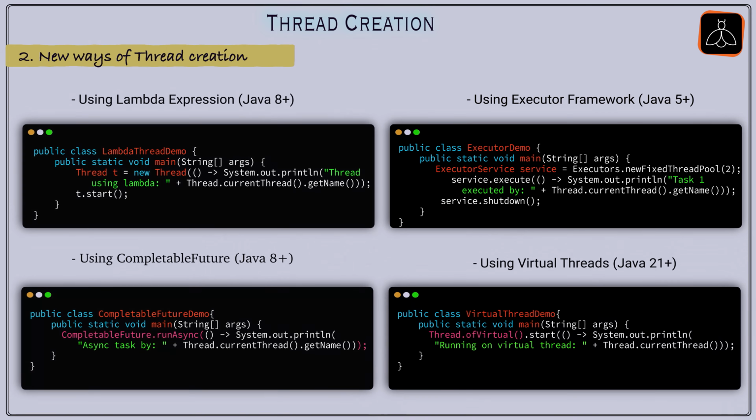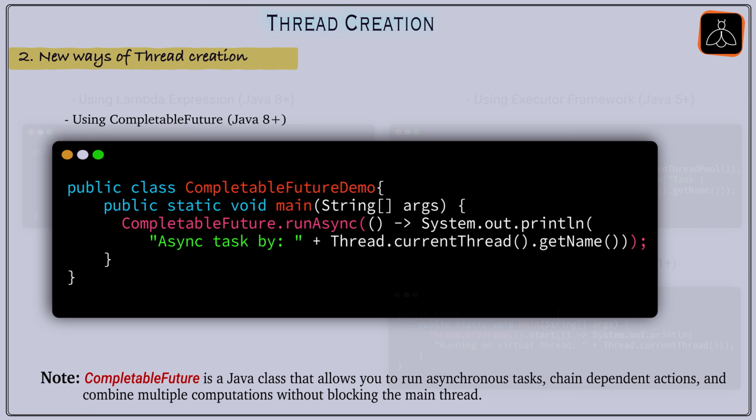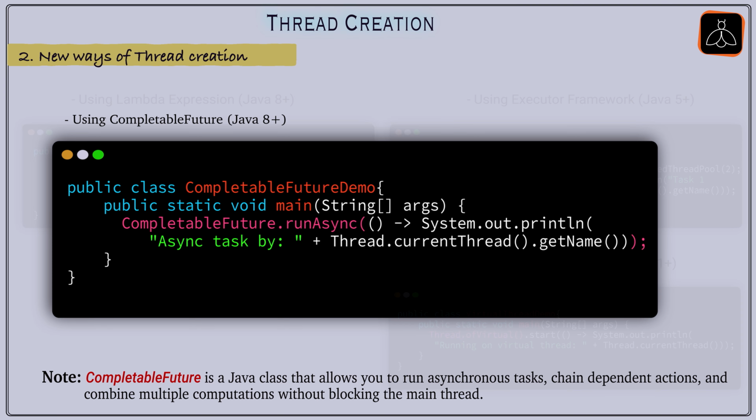The third approach is CompletableFuture, which came in Java 8. CompletableFuture allows us to run tasks asynchronously. For example, if in your program you need to call three different APIs and wait until they respond, you don't know when the responses are coming back. In such cases, you can go for CompletableFuture. Whenever we create threads using CompletableFuture, they can run and combine multiple computations without blocking our main thread.